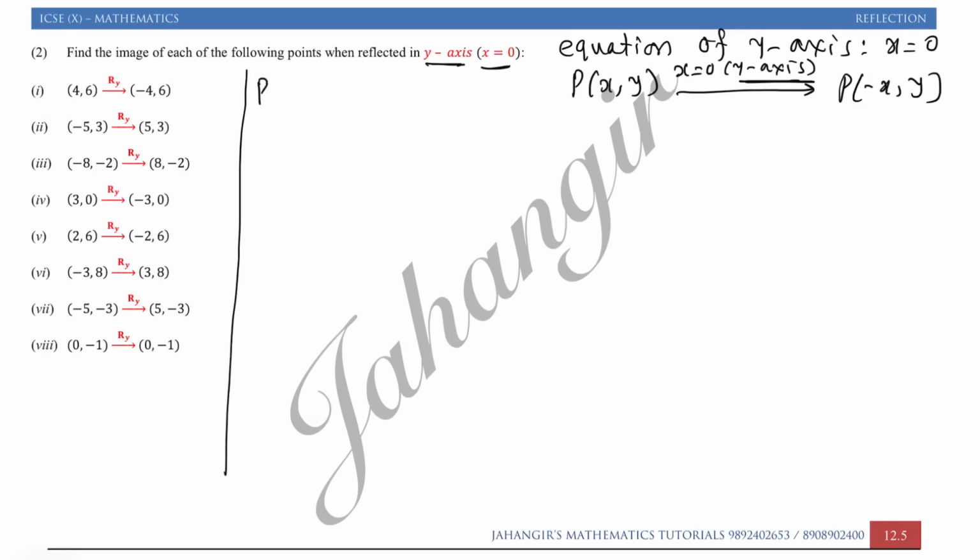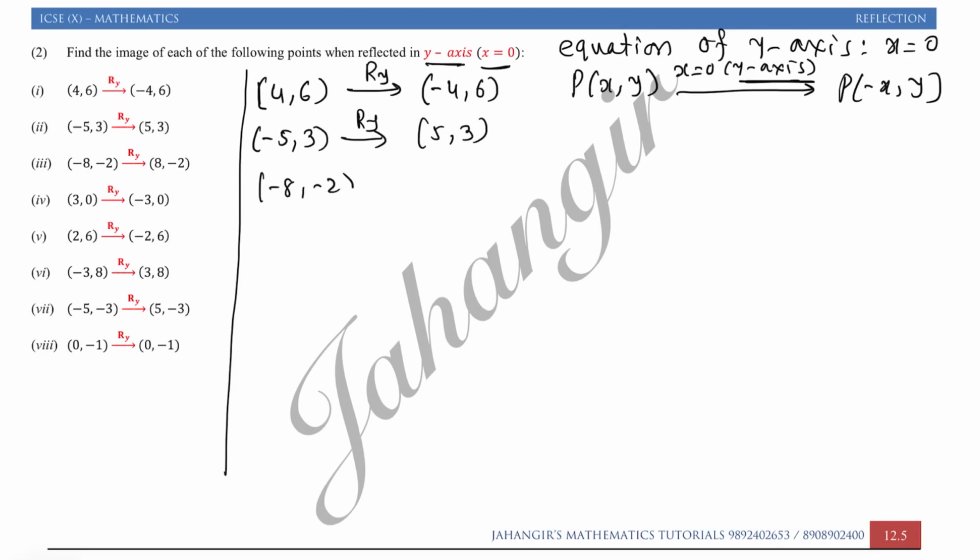So first, (4, 6) under the reflection of the y-axis will become (minus 4, 6). Second, (minus 5, 3) under the reflection of the y-axis will become (5, 3). (Minus 8, minus 2) under the reflection of the y-axis will become (8, minus 2). (3, 0) under the reflection of the y-axis will become (minus 3, 0).